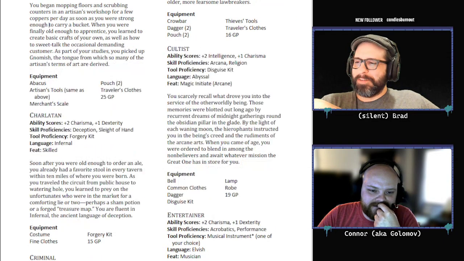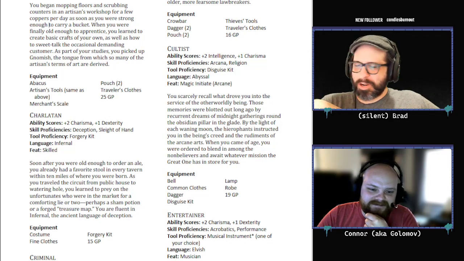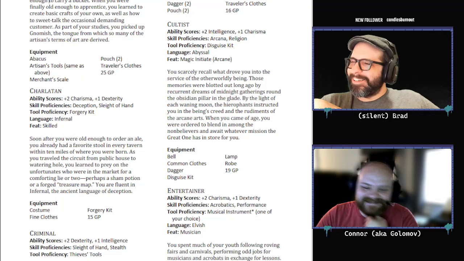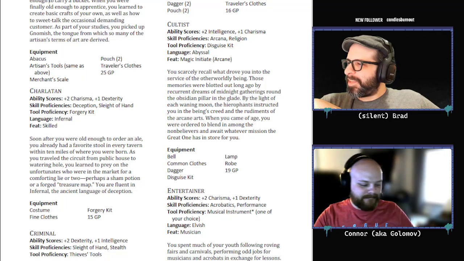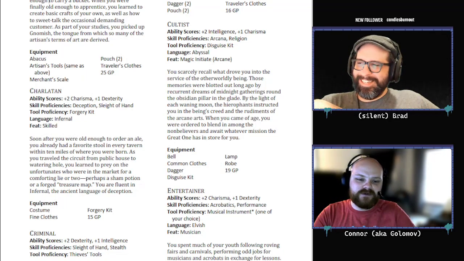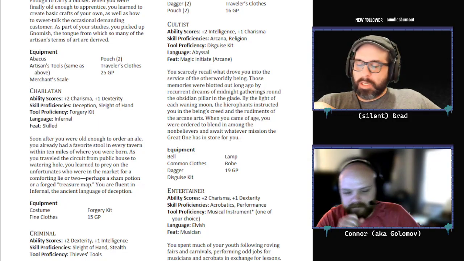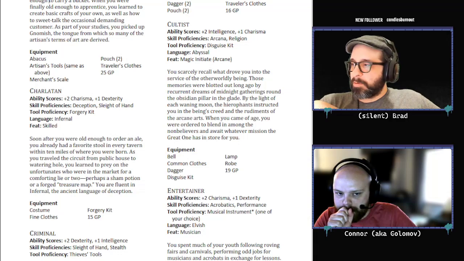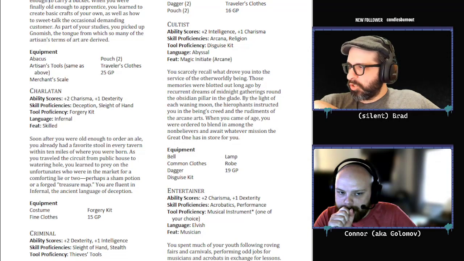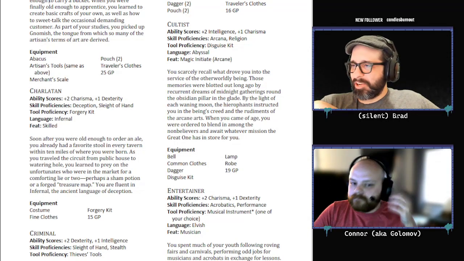Soon after you were old enough to order an ale, you already had a favorite stool in every tavern within 10 miles of where you were born. So I'm kind of a big deal, for the wrong reasons. Charisma and dex, again. Deception and sleight of hand, also from the original one. Forgery kit, which was in the original one, but there was also a disguise kit in the original one.